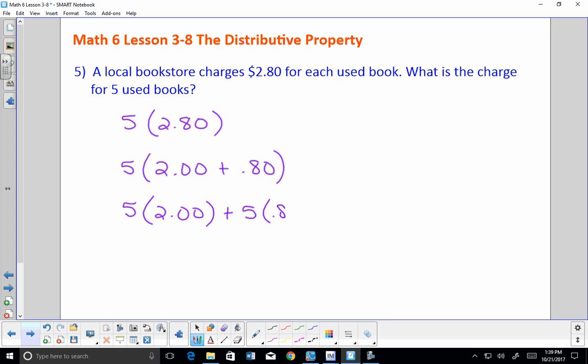5 times $2 is $10. 5 times 80 cents, 5 times 8 is 40, that makes $4. So if I add this together, 10 plus 4 is $14. So the total cost of the books will be $14.